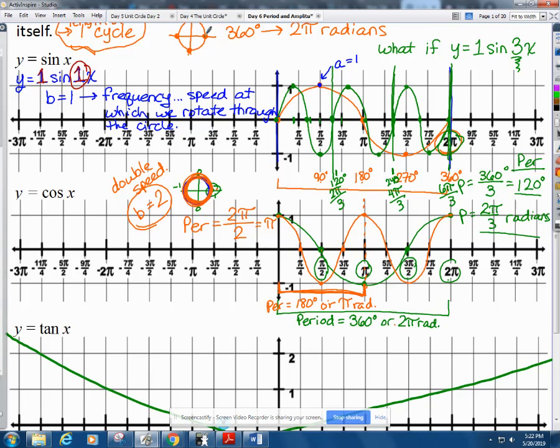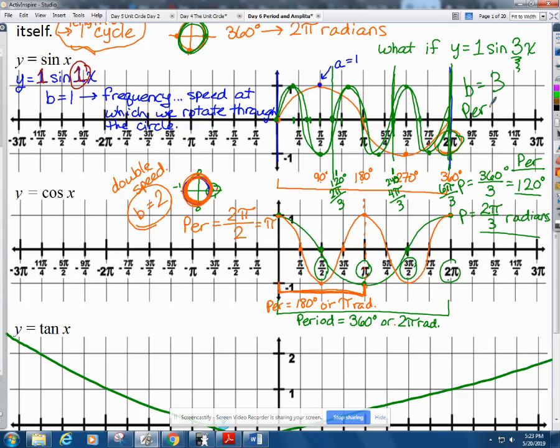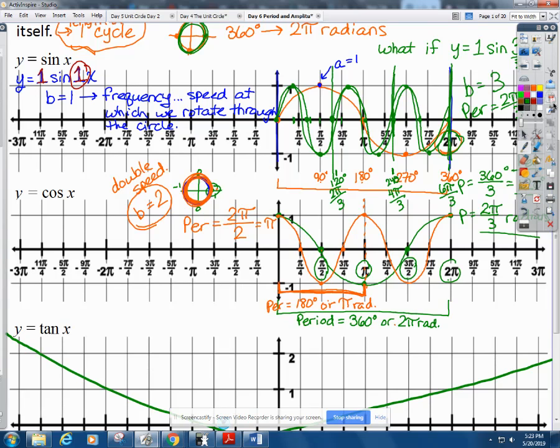So this is showing you a frequency of 3 means that in the time it took the parent to go around the circle once, you went around 3 times as fast, and that's shown by a curve going faster in the same amount of time as it took the parent to get to 2 pi. The speedy little kid went around 3 times as fast. So B, the frequency, is 3, but the period is the length of one cycle, which would be 2 pi split into 3, which is equivalent to 120 degrees instead of 360.